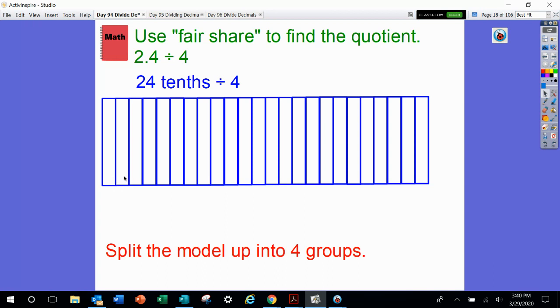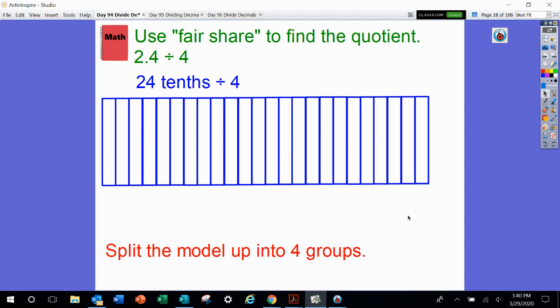So you should have 1, 2, 3, 4, 5, 6, 7, 8, 9, 10, 11, 12, 13, 14, 15, 16, 17, 18, 19, 20, 21, 22, 23, 24. It doesn't need to be beautiful. It just needs to be a rectangle. It's broken up into 24 pieces. So go ahead and do that. If you need to pause the video to fill that in your notes, you can.